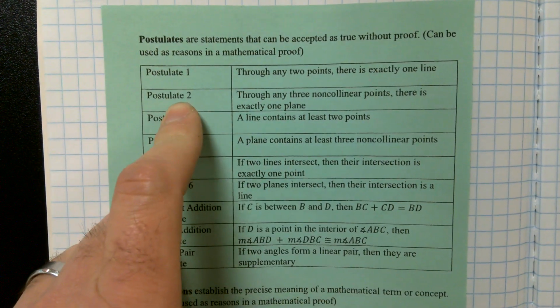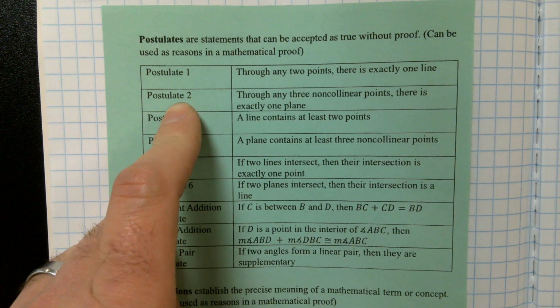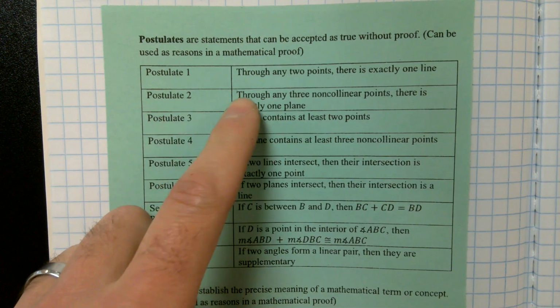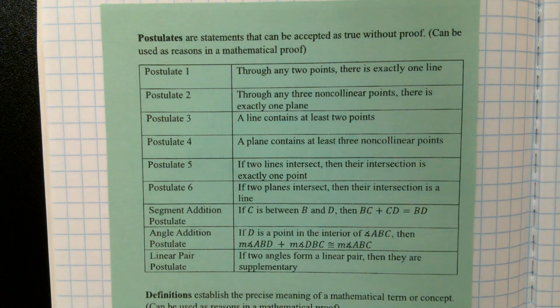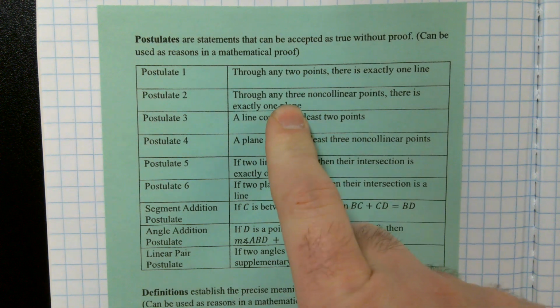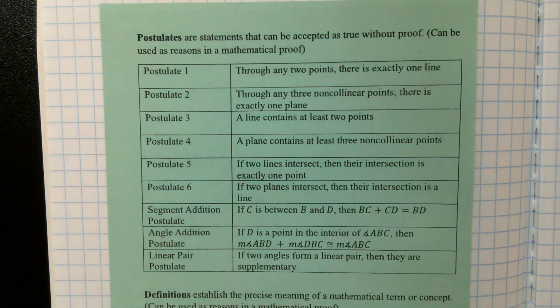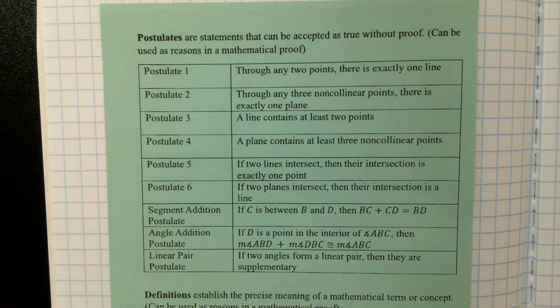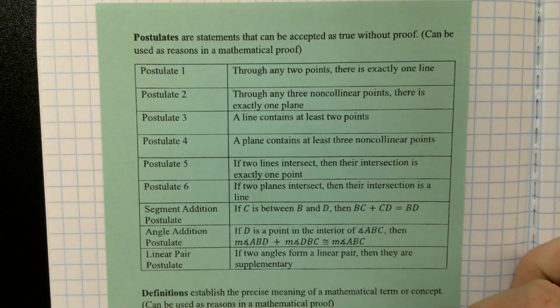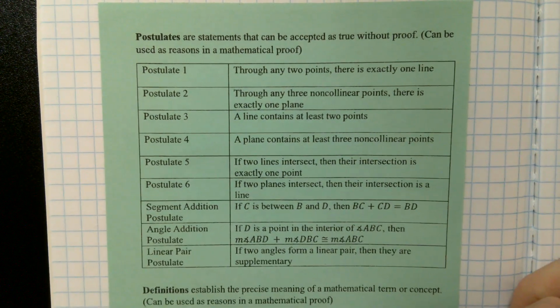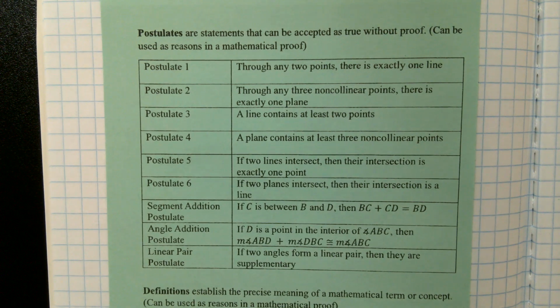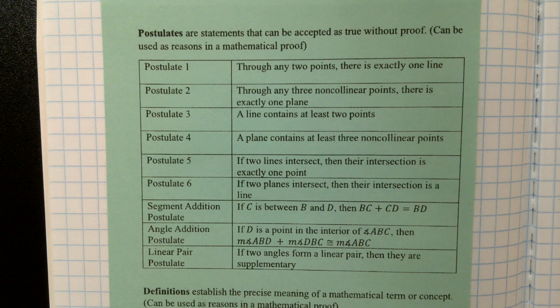Postulate 2. Can I get a volunteer to read postulate 2? Yeah, Aldrich, thank you. Through any 3 non-collinear points, there's exactly 1 line. Perfect. And this is what we talked about in a previous unit too. Through any 3 non-collinear points, so 3 points not on the same line, think of a triangle, the points, there's exactly 1 plane. That's like a flat surface. Right? Give me a thumbs up if that sounds okay.